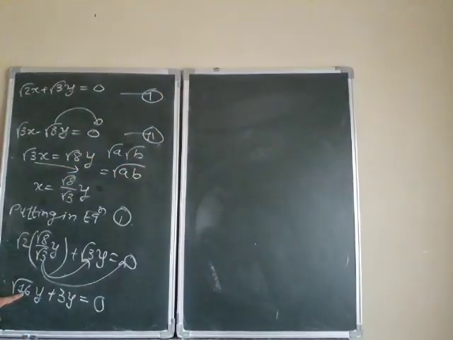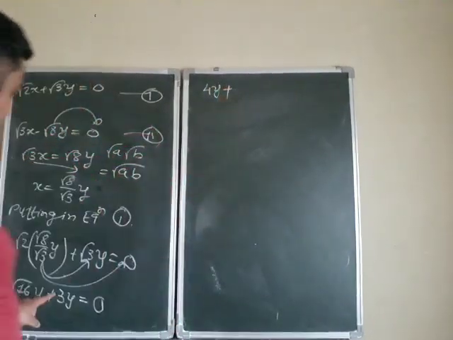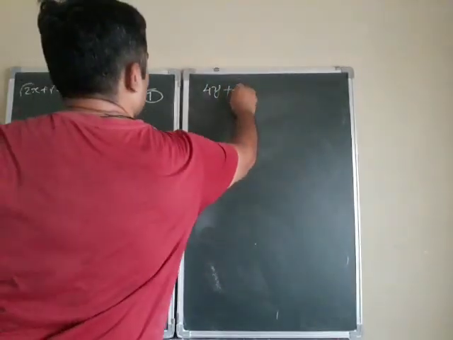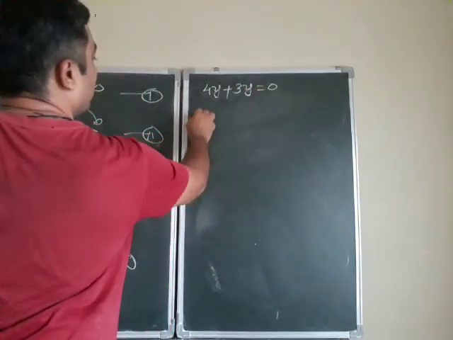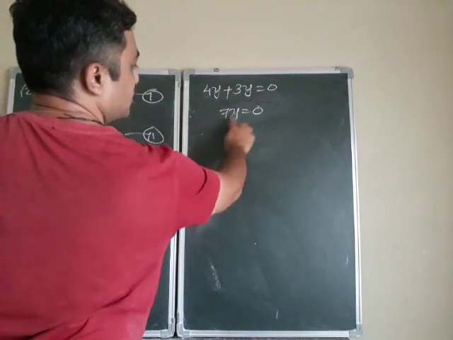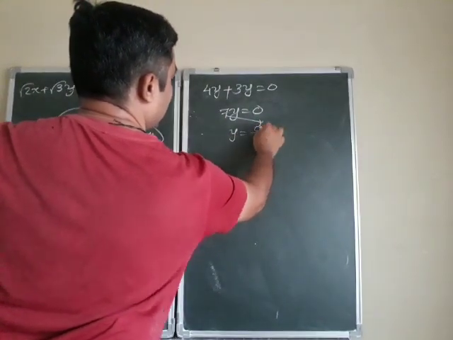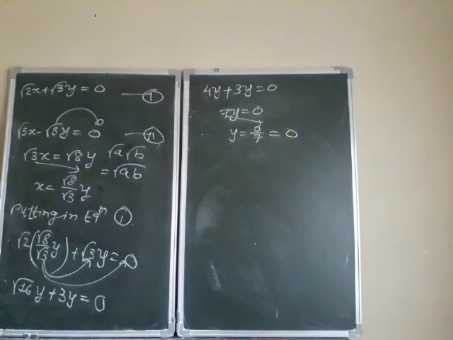This is root 6. So square root of 16 is 4. So 4y plus 3y is equal to 0. 4y plus 3y, 7y is equal to 0. Divide both sides by 7. This 7 goes on this side. So y is equal to 0 upon 7. 0 upon anything is equal to 0. So I have got the value for y, that is 0.